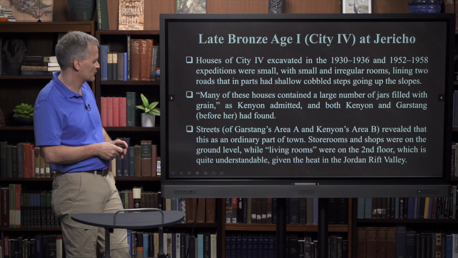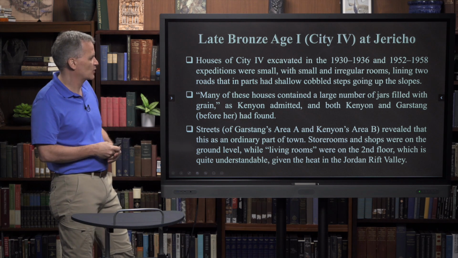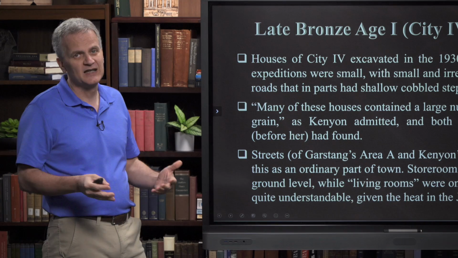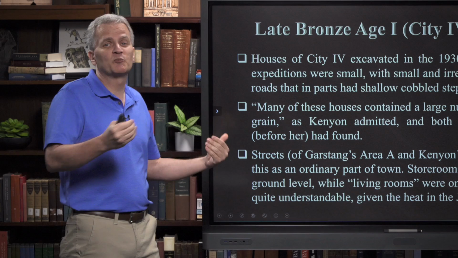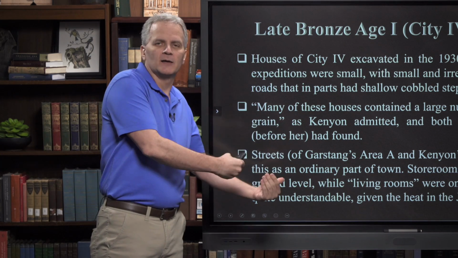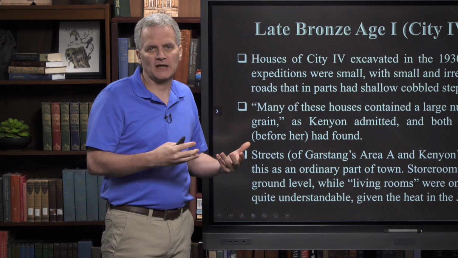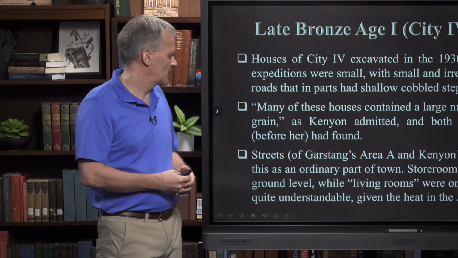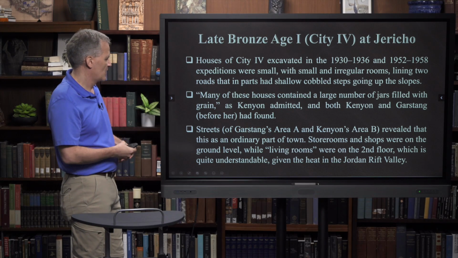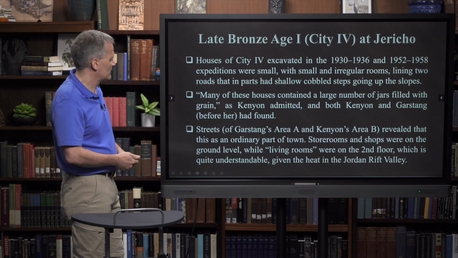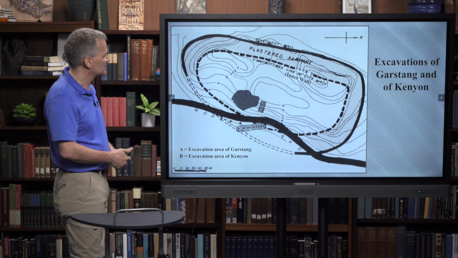Storerooms and shops were on the ground level, while living rooms were on the second floor, which is quite understandable given the heat in the Jordan Rift Valley. It's so hot in the Jordan Rift Valley that you would probably want to be in a place of at least optimal airflow, and that would be on the top, at least in the evening, rather than inside where it would collect heat.